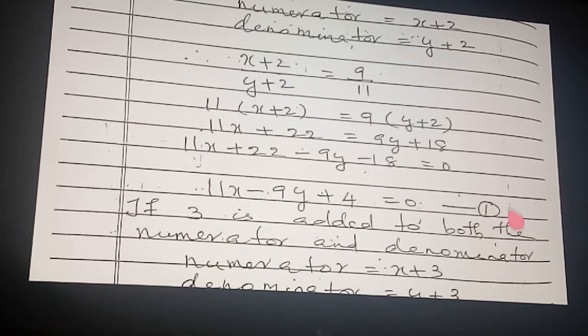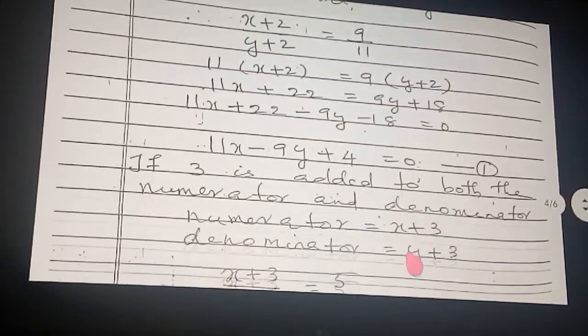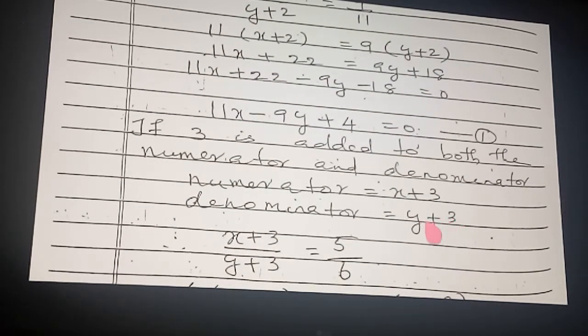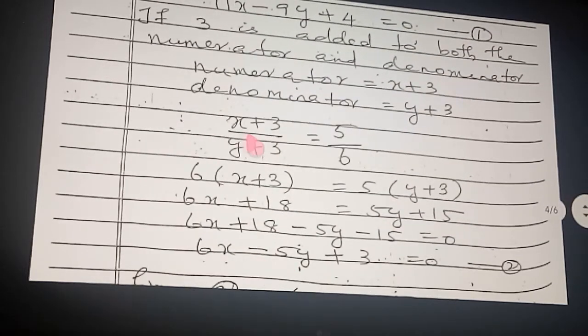Now, the first equation is got. Now, what is the second condition given? If 3 is added to both numerator and denominator. So, what is the numerator? x plus 3. And what will be the denominator? y plus 3. So, numerator by denominator, how much is the fraction given? 5 by 6. So, make the same third equation.